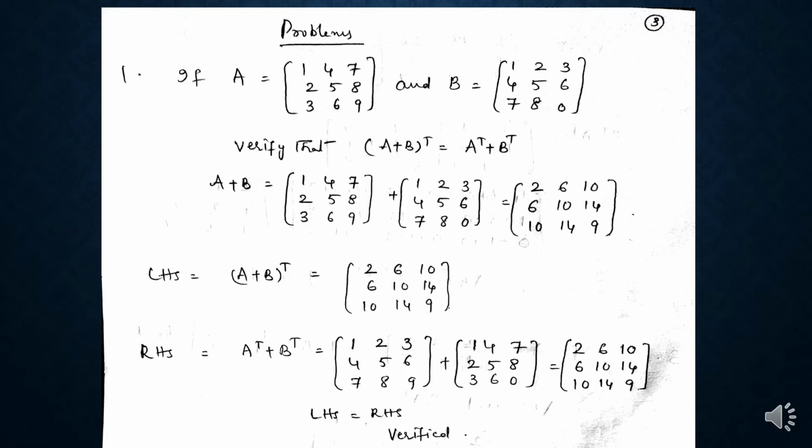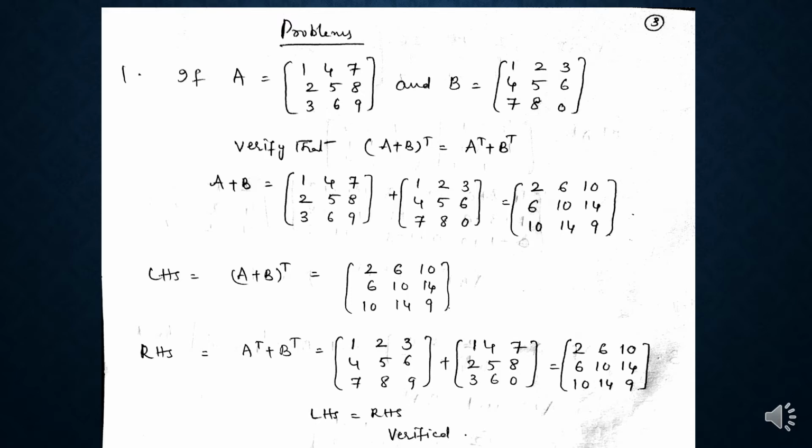So A is equal to 1, 4, 7, 2, 5, 8, 3, 6, 9 and B is equal to 1, 2, 3, 4, 5, 6, 7, 8, 0. A plus B is equal to this plus that. By adding the corresponding elements here: 1 plus 1 is 2, 4 plus 2 is 6, 7 plus 3 is 10, 2 plus 4 is 6, 5 plus 5 is 10, 8 plus 6 is 14, 3 plus 7 is 10, 6 plus 8 is 14, 9 plus 0 is 9. So this is A plus B.